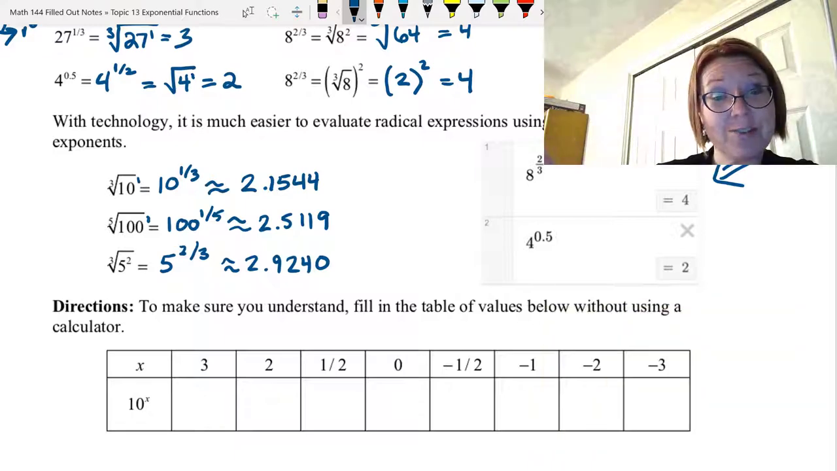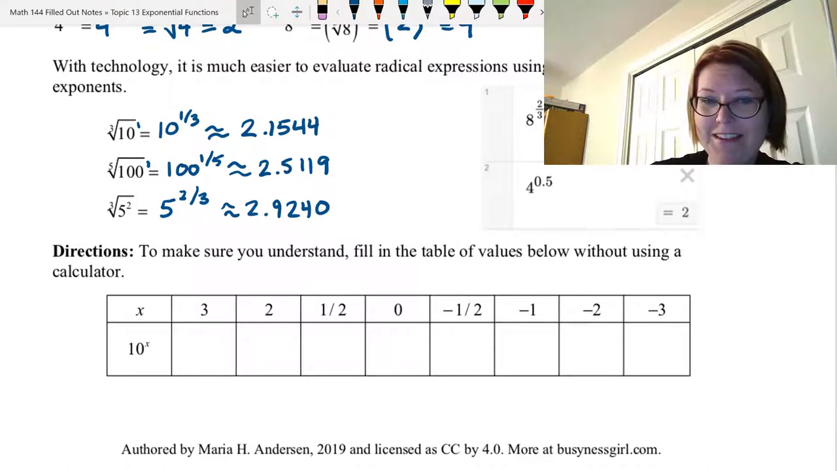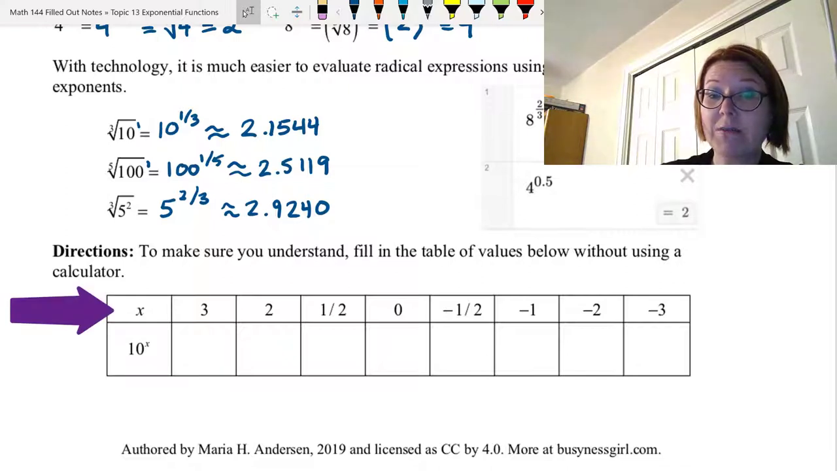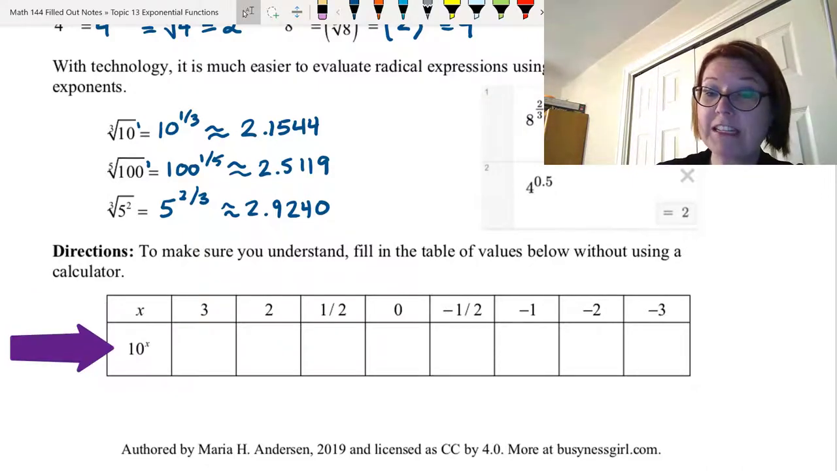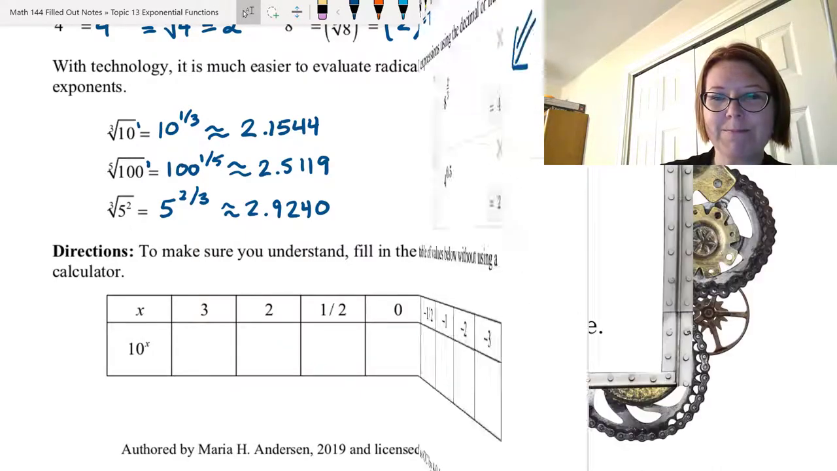Now, just to make sure you understand, I want you to try to do this next problem yourself. It's the last problem in this video. I want you to fill in the table of values below without using a calculator. So it's two rows. The top row is the x value. It's values of 3, 2, 1/2, 0, negative 1/2, negative 1, negative 2, and negative 3. And then the bottom row, we're going to evaluate all of those x values for 10 to the x. Now you're just going to write what the expressions are. You do not have to get the decimal values for them. But just pause the video and give that a try. Make sure you've got the hang of this.